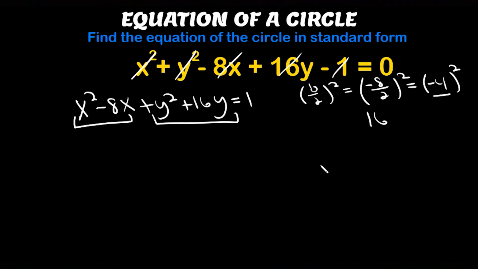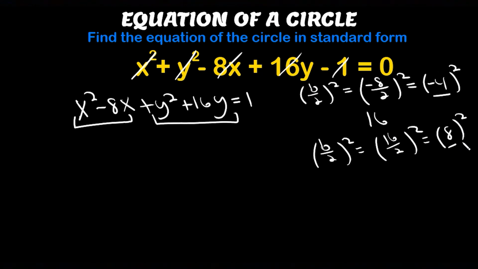Now doing the other portion, again, I get b over 2 squared. My b here will be 16, positive 16. So positive 16 over 2 squared. That reduces down to 8. So I have 8 squared. Underline this part. We need it later. 8 squared is 64. So now I'm going to add that on all sides.